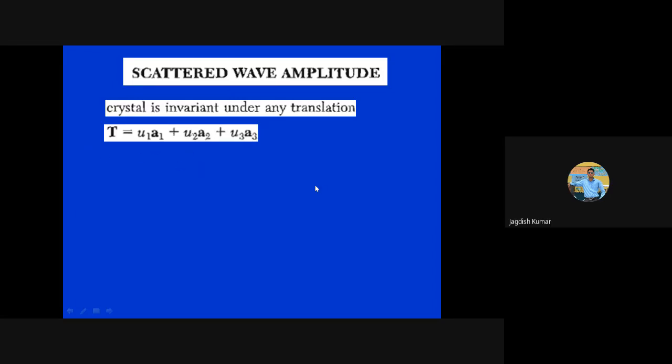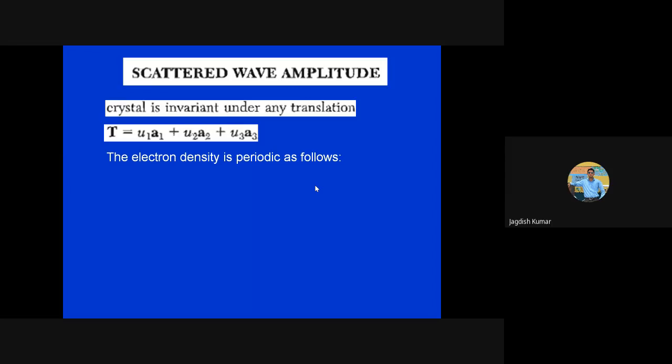So the important fact here is that in any translation of this kind, where a1, a2, a3 are the primitive vectors of the particular lattice about which we are talking, and u1, u2, u3 are some integers, any translation defined by this translation vector leaves the crystal invariant.